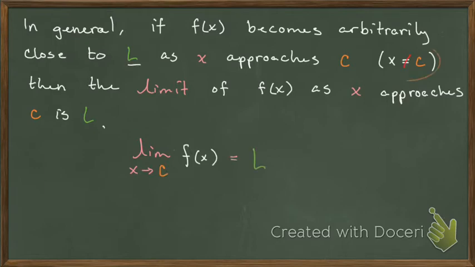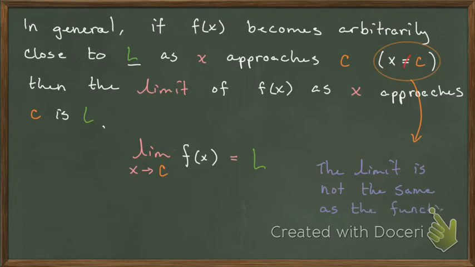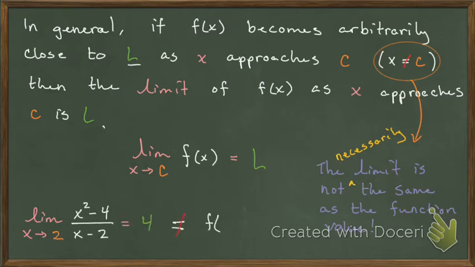Okay? And again, this x is not equal to c. The limit is not the same as the function value, at least necessarily. Okay? I can't plug in c sometimes. In that last example, I couldn't plug in 2. So the limit as x approaches 2 happened to be 4, even though f of 2 was undefined. So those two things aren't necessarily the same. And I want to accent this on purpose because there are situations where we can plug in c. That doesn't necessarily mean the limit is the value we get when we plug in c. Okay, so limits are really this idea of approaching. What's the behavior of the function like as x approaches that c?